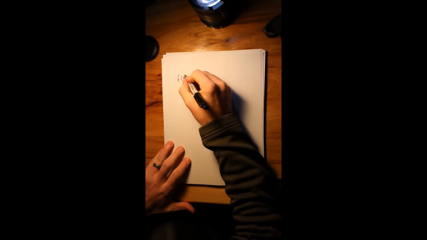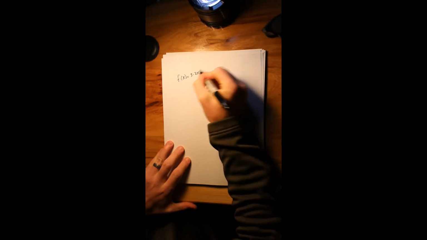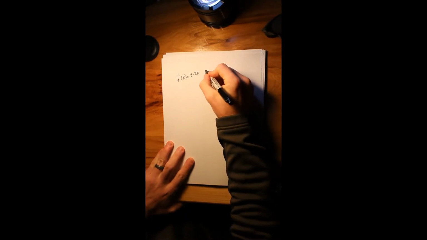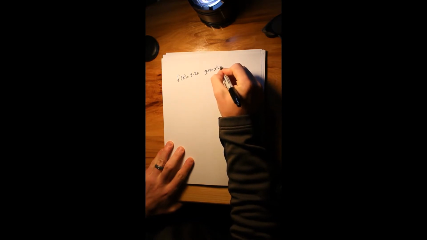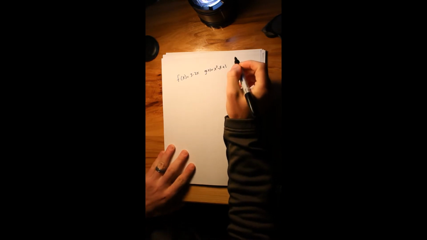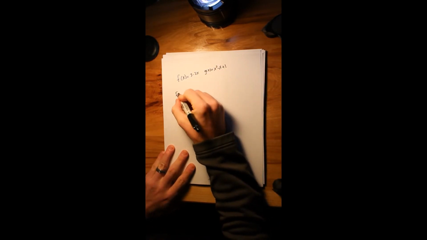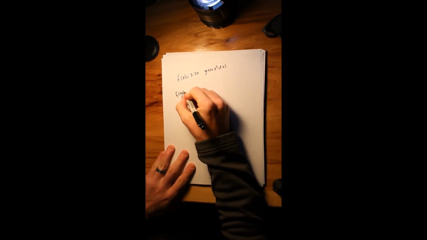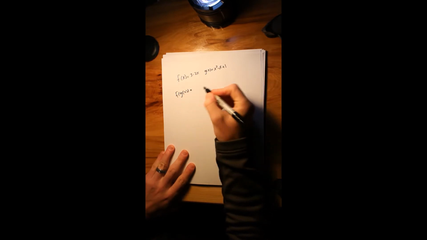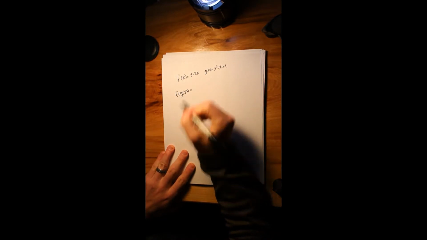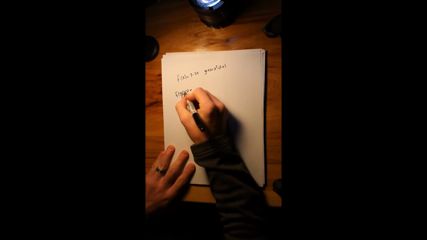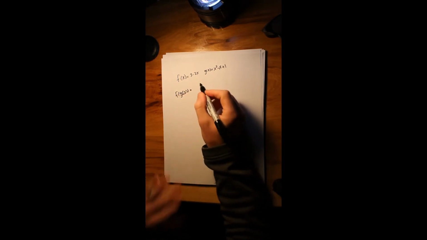Okay, here goes. So the first problem is f of x equals 3 minus 2x, and g of x equals x squared minus x plus 1. So we have f of g of 2. Okay, this means plug 2 in for g of x, and then plug that value into f of x.